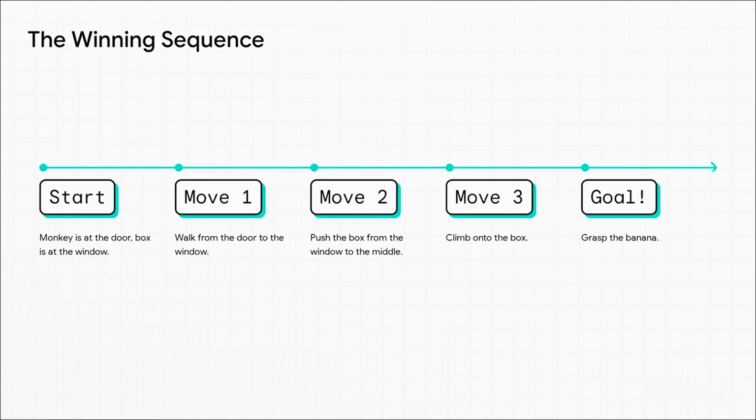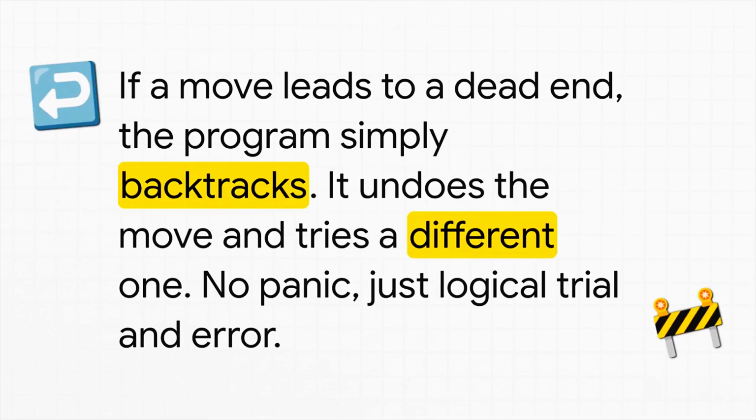And just by applying that simple two-part logic again and again and again, the program explores the possible paths until, bingo, it finds one that connects the start to the finish. It discovers the solution all by itself. Start at the door, walk to the box, push the box to the middle, climb it, and finally grasp that banana. Goal achieved.